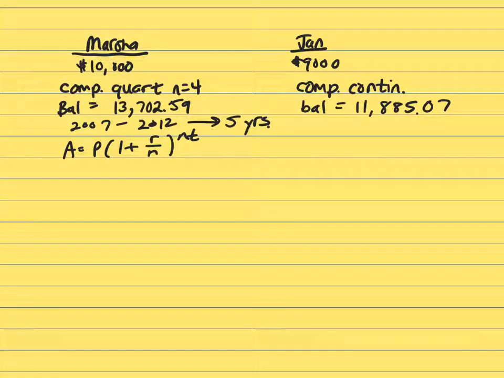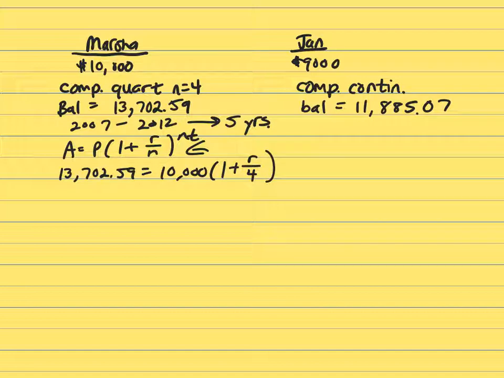We're trying to figure out the interest rate for each bank. So Marcia, we use this formula because it's compounded quarterly, and her balance is $13,702.59. She started out with $10,000. That's 1 plus R, which we're trying to find, over 4 for quarterly, to the 4 times 5, because it's 2007 to 2012, it's 5 years.